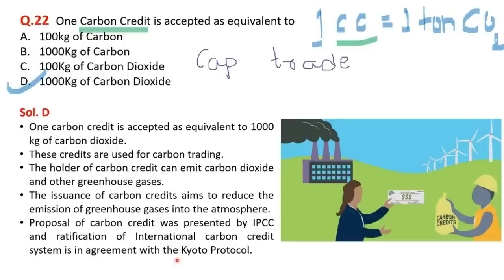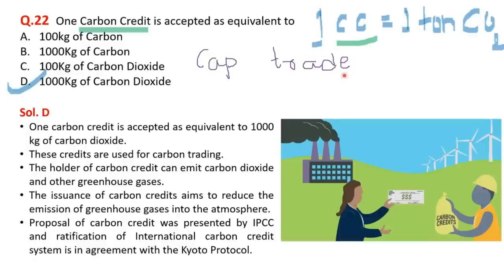The cap means a maximum value. Every country, whoever is in this scheme, is given a higher limit value. Like, this country can produce this many tons of carbon dioxide only per year, not more than this. If they exceed this, they will be fined. Okay, so this is called cap.